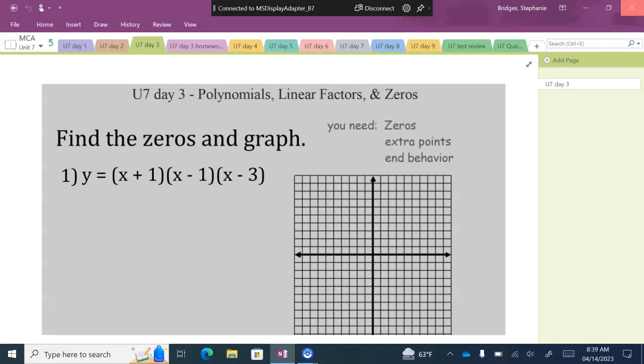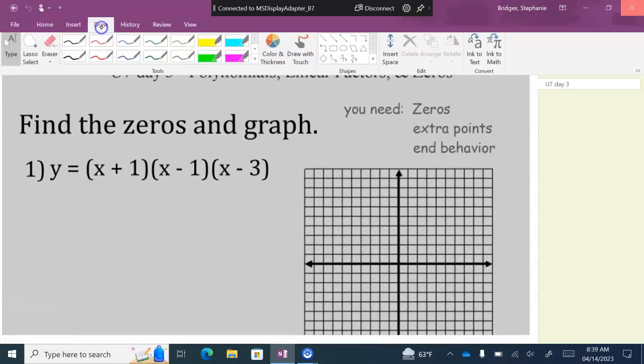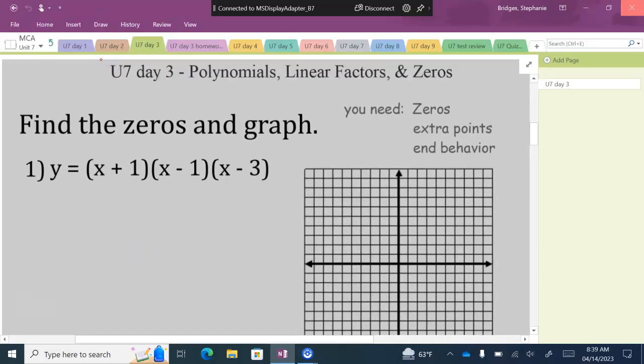Okay, now luckily in all of these, it's already factored for me, so it's not going to be very difficult for me to find those zeros. So let's take a look at the first one. We have y equals x plus 1 times x minus 1 times x minus 3. So when we are solving by factoring, once we get it factored, which it already is, we set each factor equal to 0 and solve for x. So that's what we're going to start with.